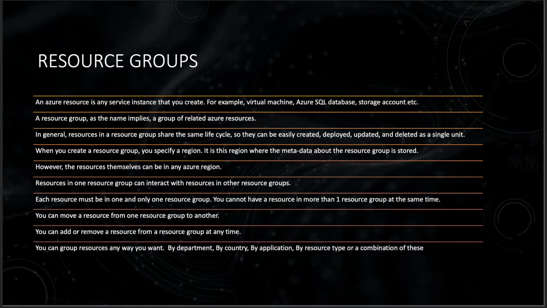So if you have version 1 and version 2 of your application, you can literally just delete version 1 once you've migrated everybody over to version 2. Not a problem. You can also arrange your resources any way you want. You can do it by department, country, application, resource type, any combination of those. It just all depends on how you need to organize your data and your applications.